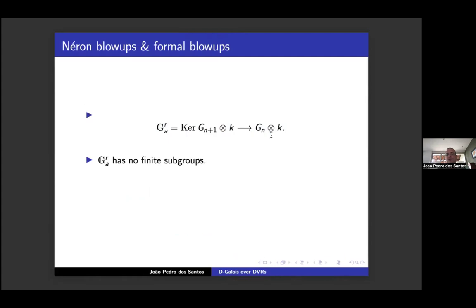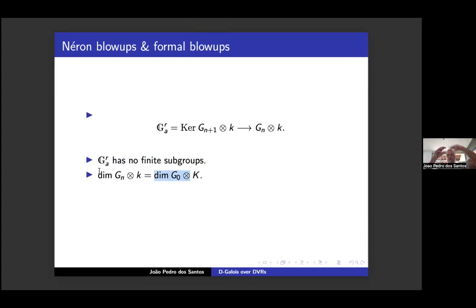But I'm in characteristic 0, so affine spaces have no finite subgroups, other than 0. So it means that every time the kernel either grows or it's 0. It either is higher dimensional or is 0. But then these G_n have bounded dimension, because I'm bounding the dimension by the dimension of the generic fiber, and they all have the same generic fiber.